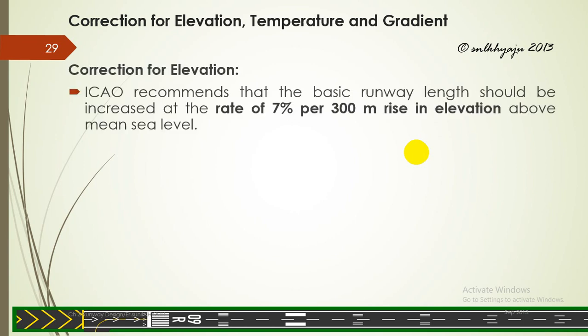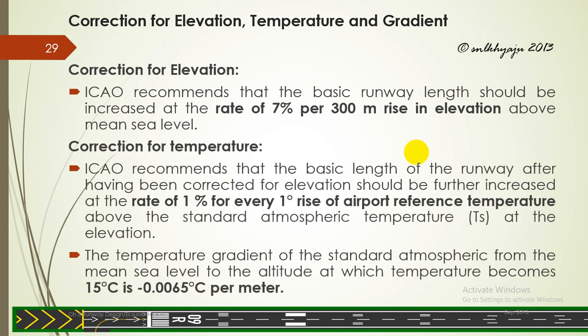First, correction for elevation. ICAO recommends that the basic runway length should be increased at the rate of 7% per 300-meter rise in elevation above sea level. That is, if the runway is constructed above a certain elevation, the basic length of runway is increased at the rate of 7% per 300-meter rise in elevation.